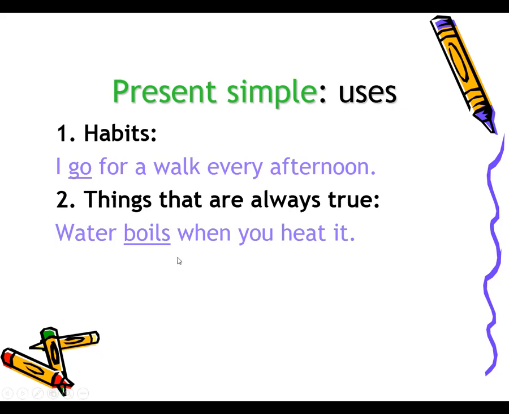For example, water boils when you heat it. So boils again, with water being singular, that's why s is used. And with the subject you, heat and boils both. So this is not a simple sentence but a little complicated, we will discuss it ahead. But the thing is that we use simple present tense when we talk about something that is true for a long period of time, or something that is a fact.